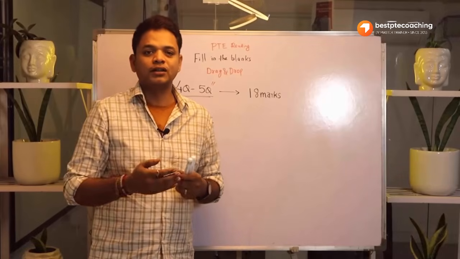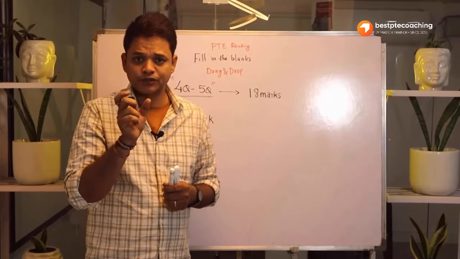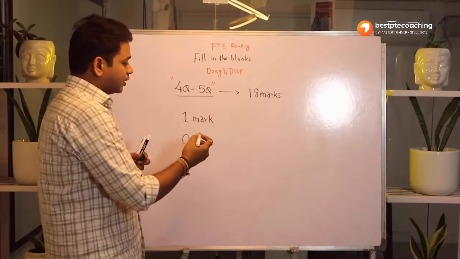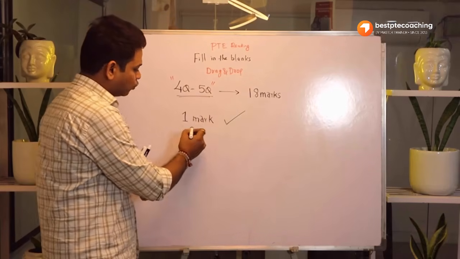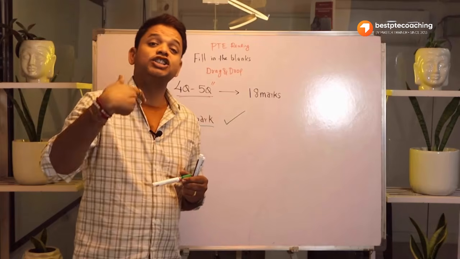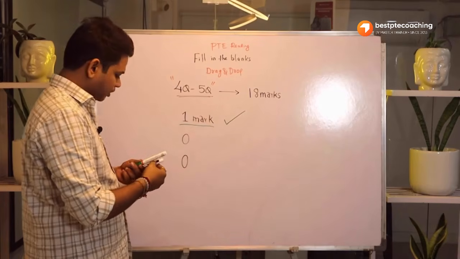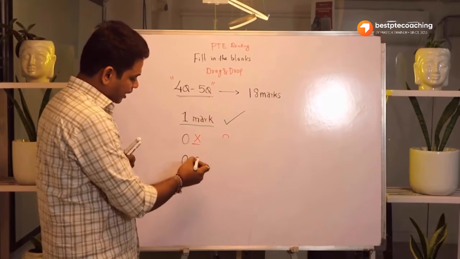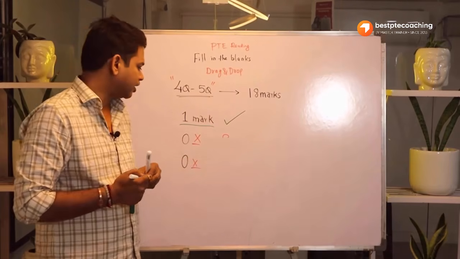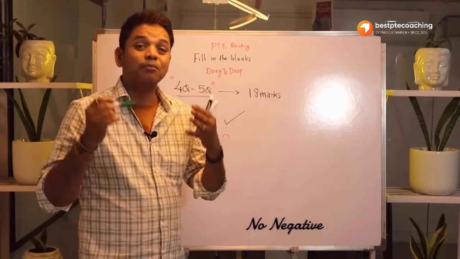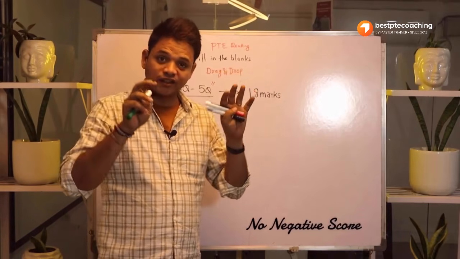Then what about the score part? When you fill a blank and you select a word for a blank, how does the score work? It's like this. If you attempt the blank and your selection is correct, you get 1 mark. If your selection is wrong, you get a 0. And if you have not selected anything, you just kept the blank vacant, again it is going to be 0. So the good news is there is no negative marking in this task.